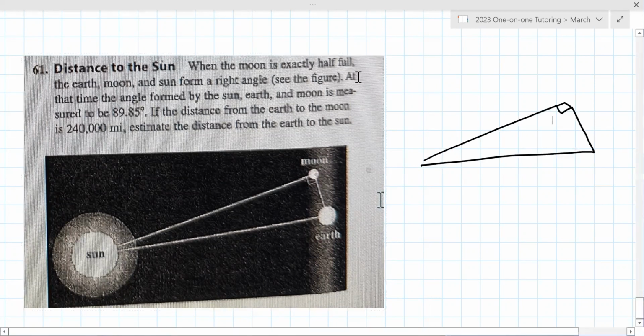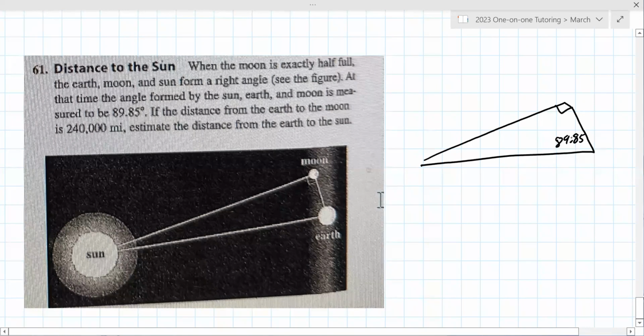When we look at this, it says the moon is exactly half full. The Earth, moon, and sun form a right angle. I assume that's true. At the time, the angle formed by the sun, Earth, and moon is measured to be 89.85 degrees. So there might be this question of which angle it is. Well, it's definitely not the right angle, and you can tell this one's pretty acute here. So that's probably this other one, by process of elimination.